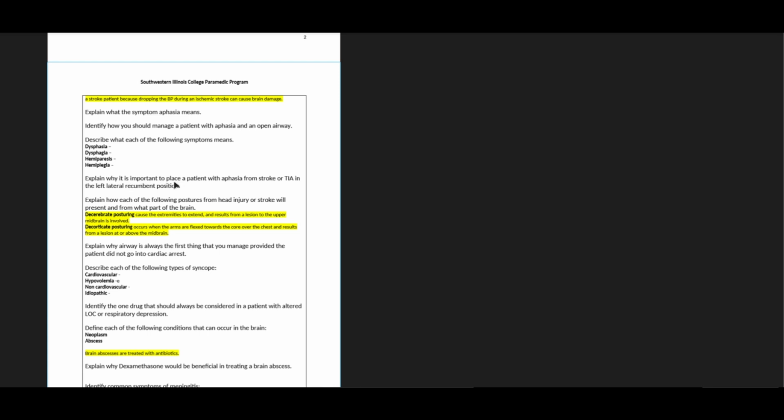Explain why it is important to place a patient with aphasia from stroke or TIA in the left lateral recumbent position. This is, again, an aspiration precaution.